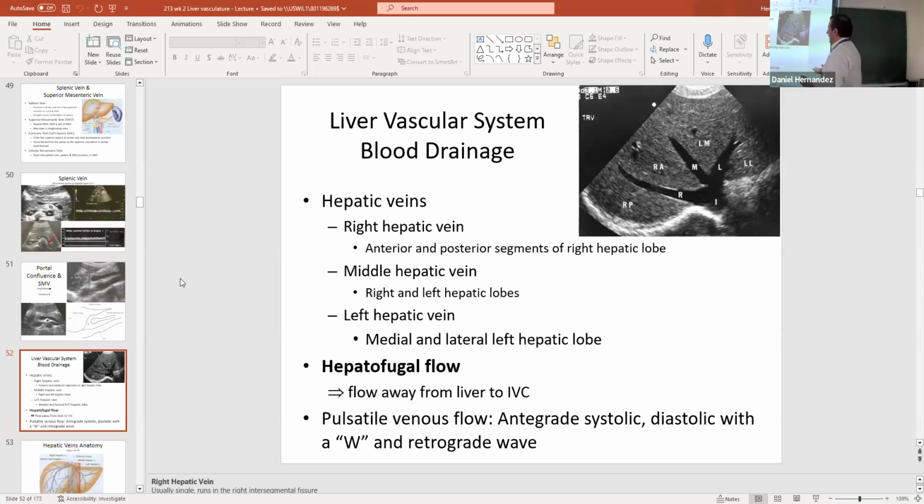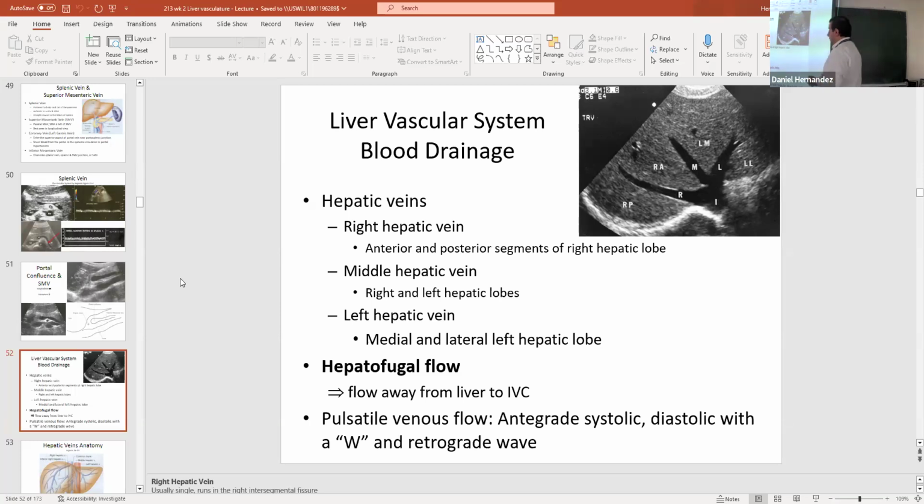So drainage of the liver occurs through the hepatic veins. We have three hepatic veins, a right, middle, and left hepatic vein, draining the corresponding segments of the liver. Those hepatic veins are utilized to break the liver into additional segments. The flow direction when it's draining out of the liver is referred to as hepatofugal, fugal meaning away from the liver, into the IVC.